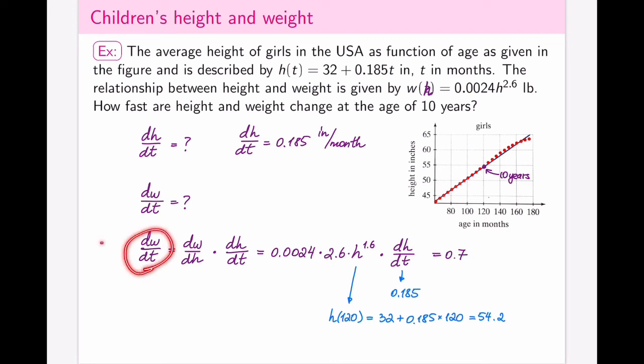Going back to this notation, I have weight over time. Weight is measured in pounds. Time is measured in months. So pounds per month. Again, I can interpret this as increasing or decreasing depending on whether the value is positive or negative. The number here is positive, which means that this is an increasing rate of change. So both height and weight are in fact increasing at the age of 10 years. Again, not very surprisingly, given our experience with how children grow up, and also not surprising given the function that we have.